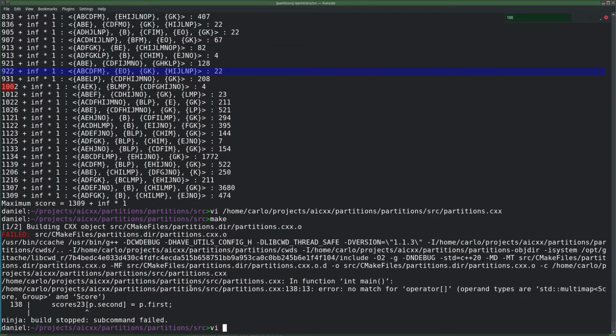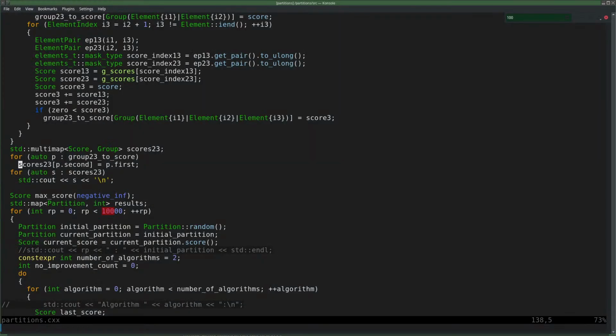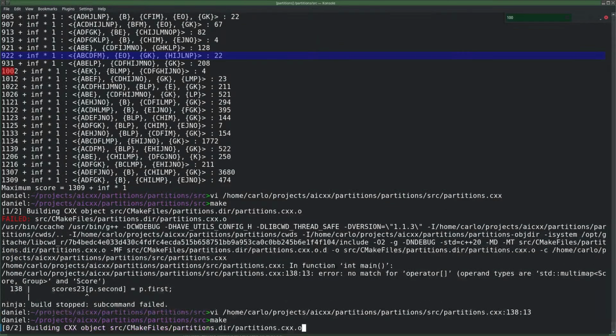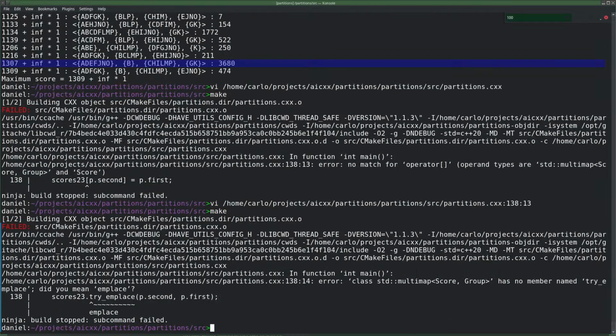No match for operator. Oh yeah, that doesn't work for multimap. I can do a standard make pair here, or I can do try emplace. I think that works as well. There's no member named try emplace. Did you mean emplace?